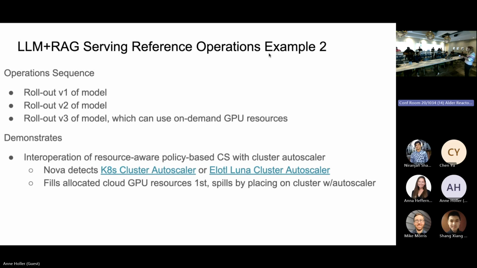Luna is a cluster autoscaler that runs on any particular cluster, and it can add more GPU nodes if, for example, the GPU nodes are needed. And it depends on, so it's two things.